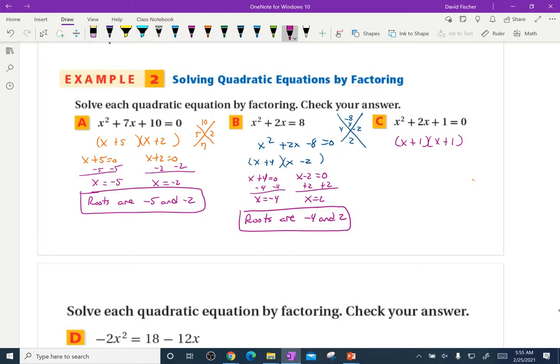So this one's only going to have one answer. When there's doubles like this, we only have to set one of them to 0 and solve it. And so I only have one root on this one. X equals -1. It was a perfect square. Sometimes I forget that 1 is a perfect square. All right.